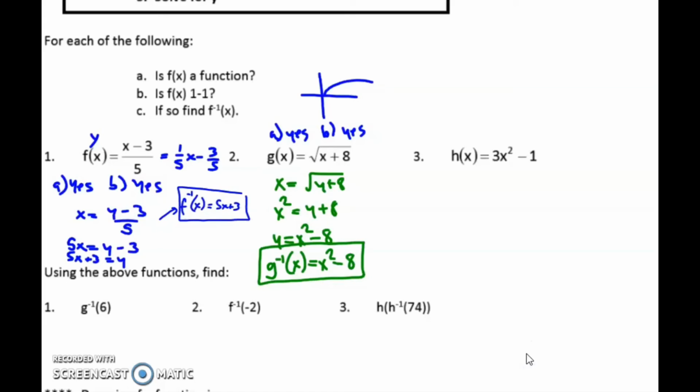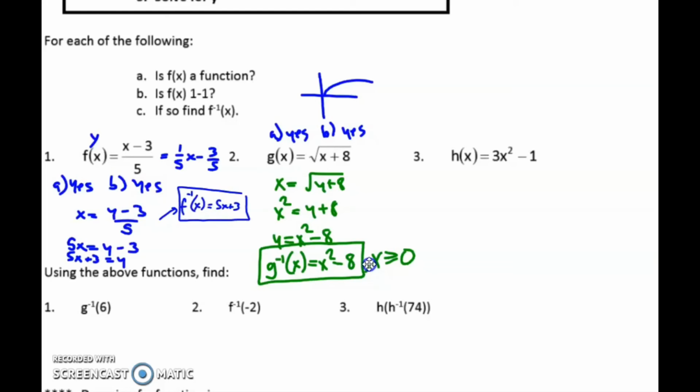Well, this isn't 100% correct, because if you notice, g inverse of x equals x squared minus 8 is a parabola. And clearly, if we take the square root graph and we reflect it in the line y equals x, it's not going to be a parabola. So we have to restrict the domain. And probably the easiest way to do that is to restrict the domain on the inverse by thinking what the original function's range is. So the range of the original function is y is greater than or equal to 0. So to restrict this domain, we're going to say x is greater than or equal to 0.